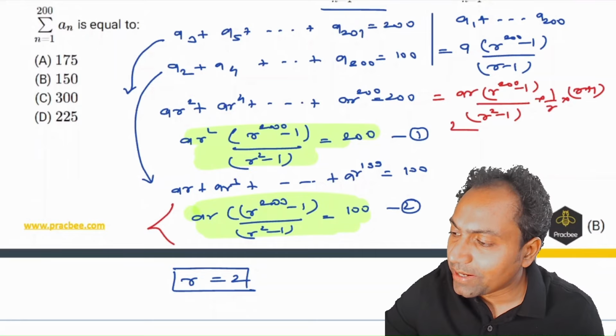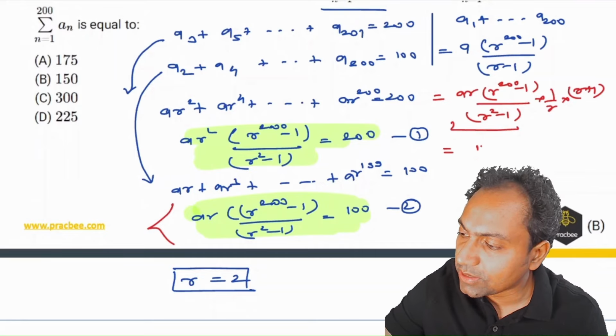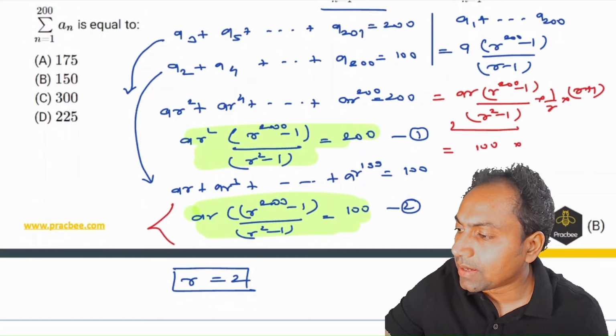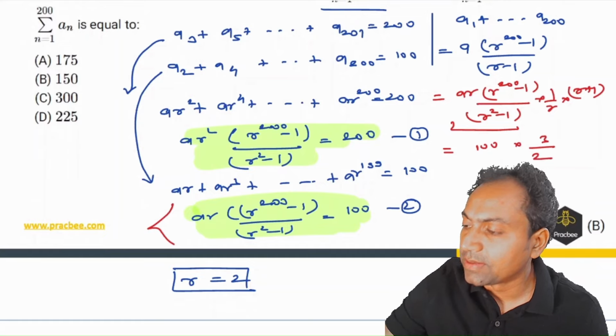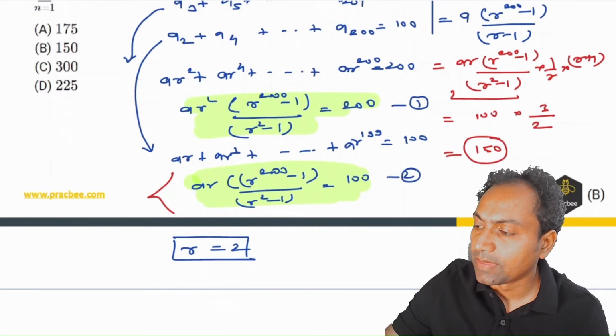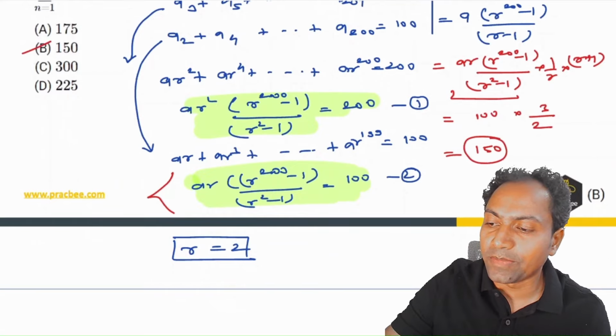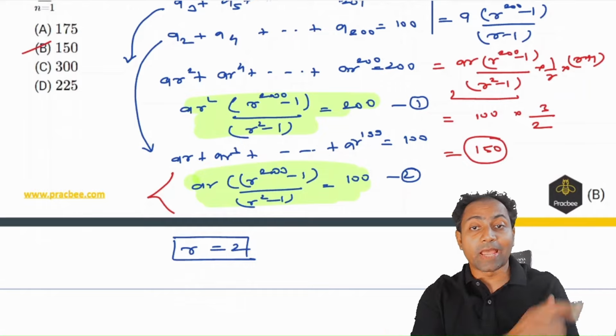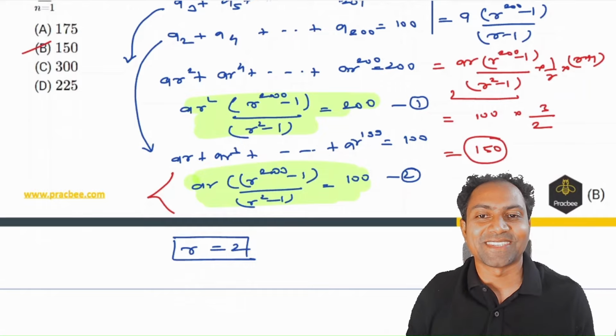And this part, from this equation 2, I know this is nothing but 100. And R being 2, this becomes 3 and then 2. If you simplify, this becomes nothing but 150. And by doing this smart calculation, you were able to reduce the amount of time required to solve this question and get the answer really fast.